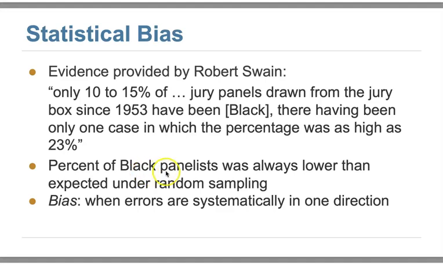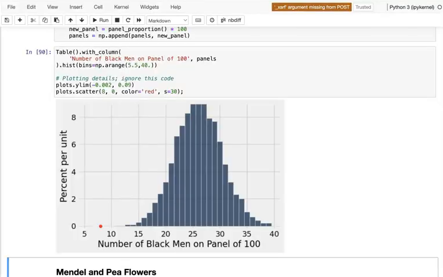The percent of black panelists was always lower than expected under random sampling, so we do have bias. This bias means the errors are systematically in one direction. In our case, the percentages are much lower than our random sample. So that's our first example.